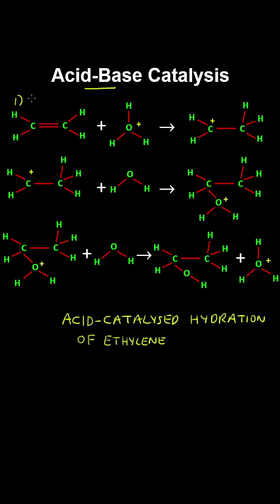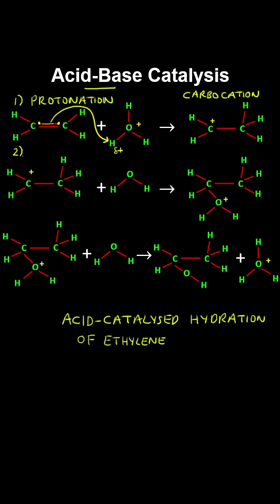Now step 1 involves the protonation of the double bond in ethylene. So because hydrogen is significantly positively charged in the hydronium ion, that creates a strong reaction between the hydrogen and the pi bond, where the electrons are used to create a bond between a carbon and hydrogen. And this yields the carbocation.